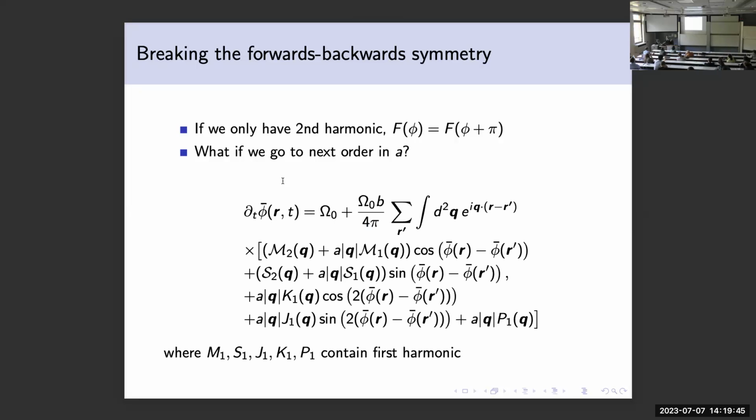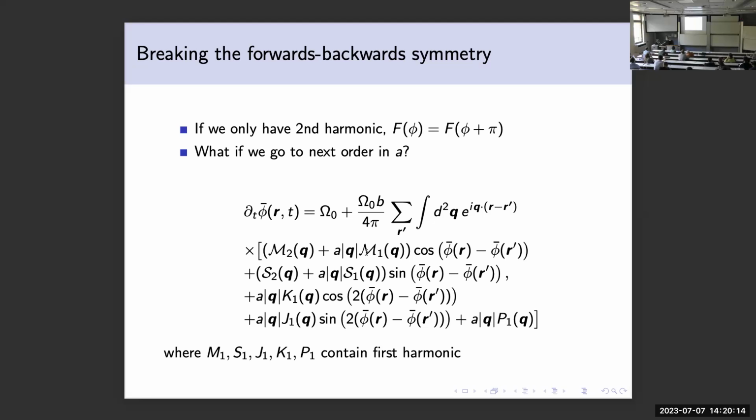And when I do that, I get all these additional terms in. This is again a dynamical equation for a single cilium at point R. Before I just had what I'm now calling M2 and S2, but now at order A, I'm getting M1, S1, and I'm using these subscripts to denote the first harmonic. So I'm getting the second harmonic at leading order, and the first harmonic at the next order, the linear term in A.